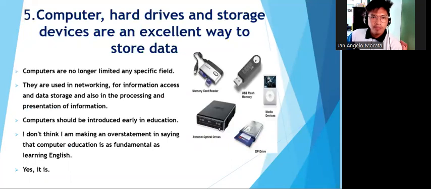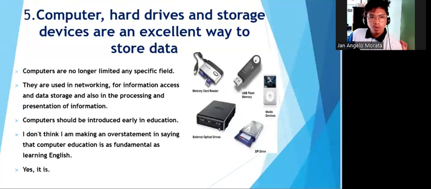So, computer, hard drives, and storage devices are an excellent way to store data. Okay, so dito natin nasa-save ang ating mga data. So, pwedeng dito natin ilagay yung mga backup files in case na mawala, ma-delete or ma-format man ng ating computers. At least we have the backup na naka-store pa rin dito sa mga storage devices.